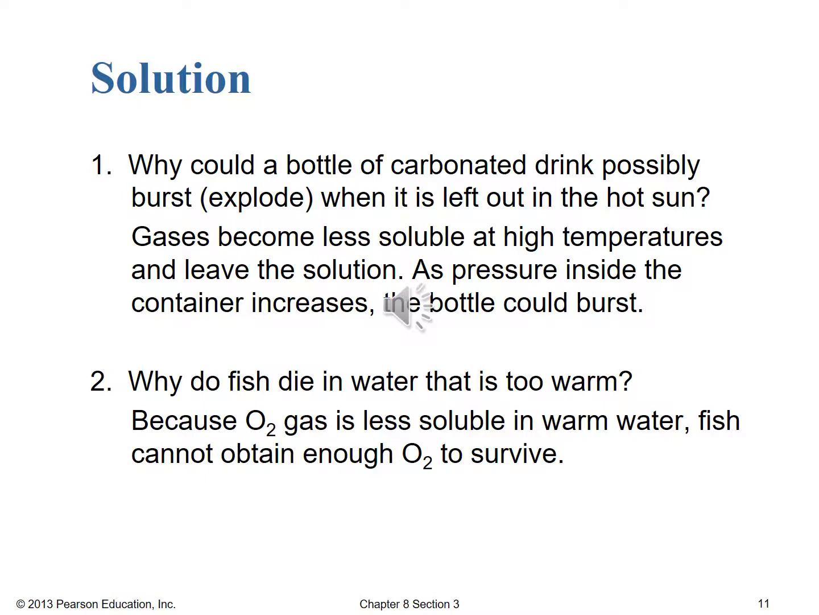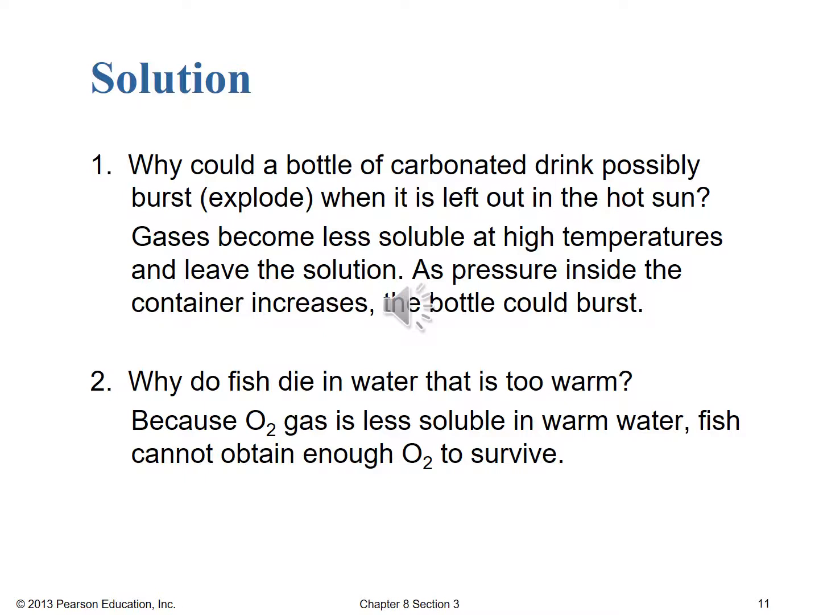And the second case, why do fish die in water that's too warm? Well, again, fish rely on dissolved oxygen. That's how they get their oxygen. Most fish have very sophisticated gill systems that can extract that oxygen. But if that oxygen amount goes too low, then the fish aren't able to get the oxygen they need and they die. And so if the O2 gas is less soluble because the water has warmed too high, then the fish can't get enough O2 to survive and they will die.